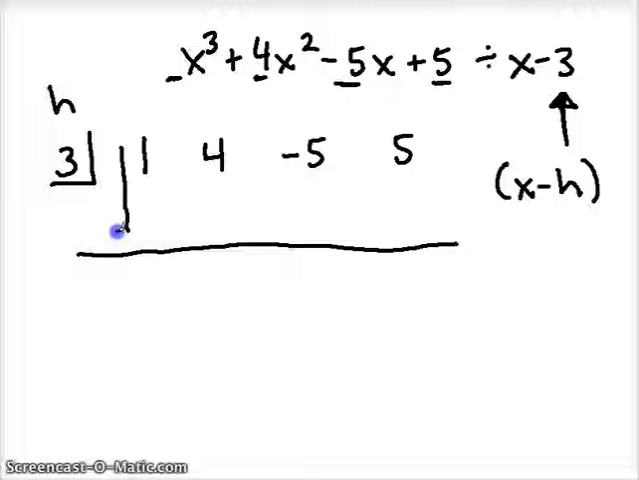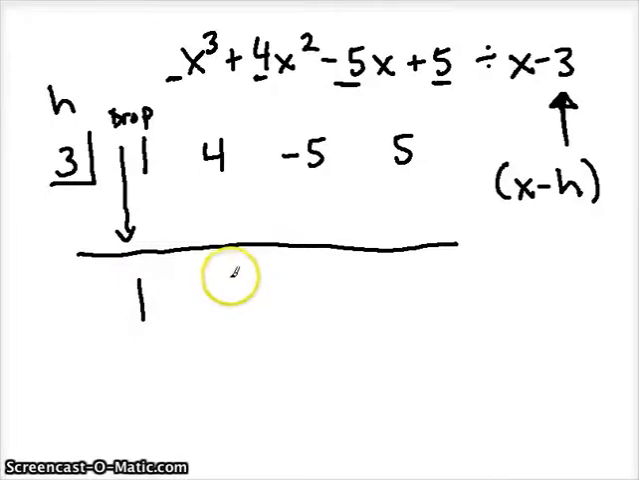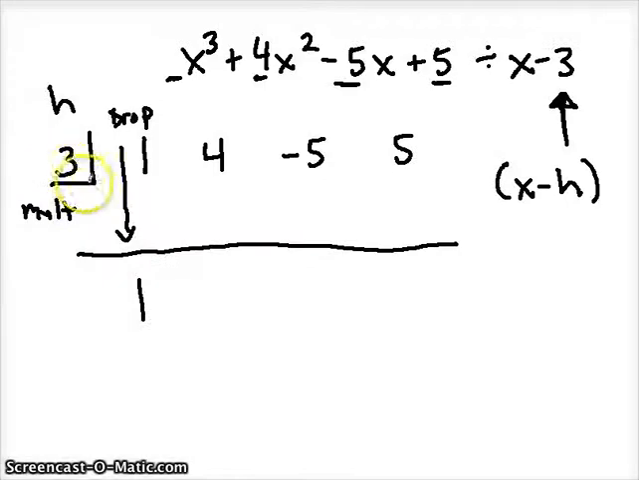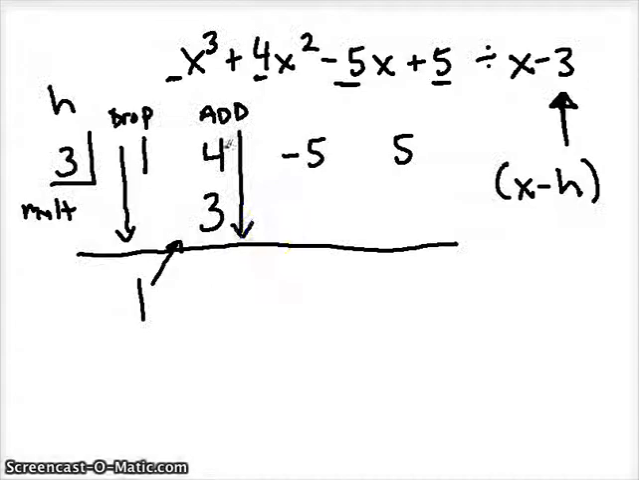Always drop your first term down, or the first coefficient. Always, always, always drop it. It won't always be 1, but you will always drop it. And that will allow us to start our process. So you can always think of this as a multiplier. Multiply this by whatever you get down here, and we're going to write it below our next term. So 3 times 1 is 3. And then we add our columns here. So I'm going to add to get to the bottom here. So 4 plus 3 is 7.